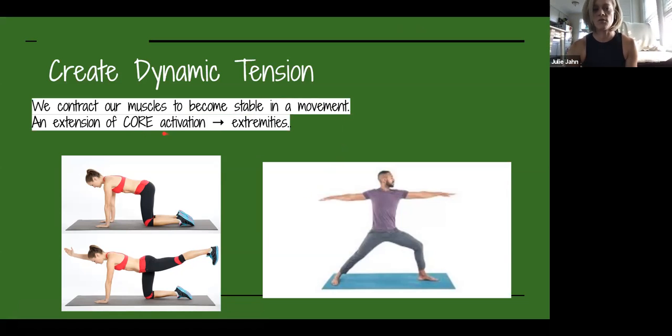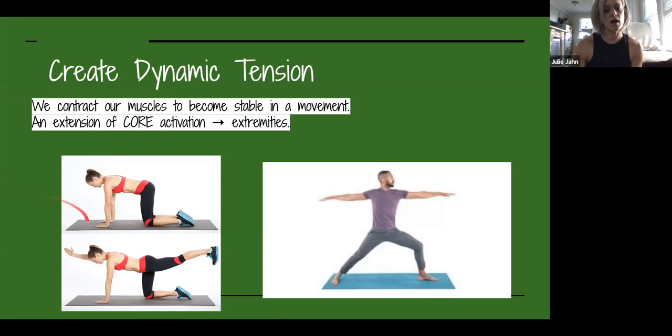So it's an extension of core, and we want to think of activating from core all the way out through the extremities. So if I have my hands reaching forward, instead of having just loose spaghetti arms, I want to have every muscle contracted as I go forward. Same thing if I go all the way up. If I'm holding something up overhead, I don't want to be slack. I want to be active so that the extension starts in the core and reaches all the way up.